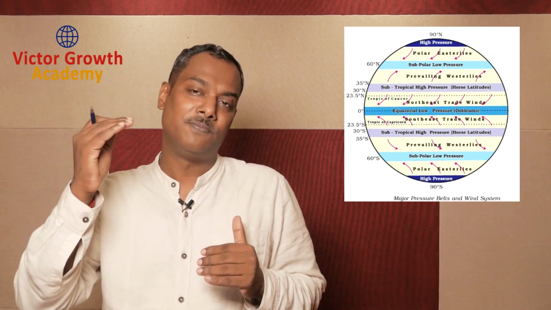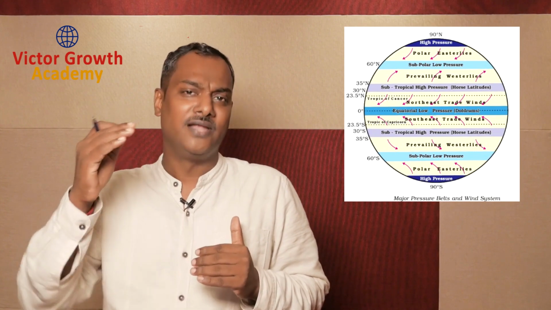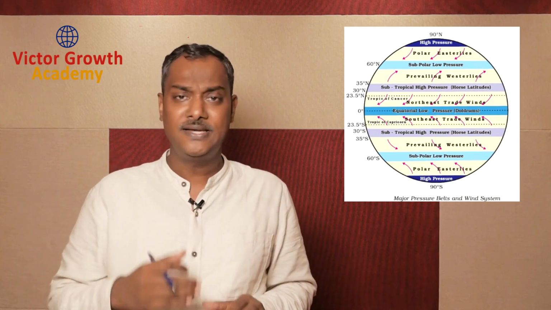Actually, to understand the monsoon you should understand the wind movement in the world. We have 3 planetary winds. If you look at the globe, the entire globe is divided into different pressure belts. You have a polar high, a subpolar low, then a subtropical high, then an equatorial low, like this. Wind will always be moving from high pressure to low pressure. So 3 planetary winds are there.